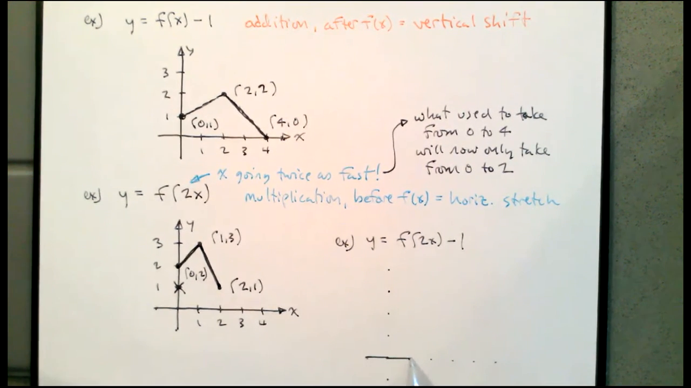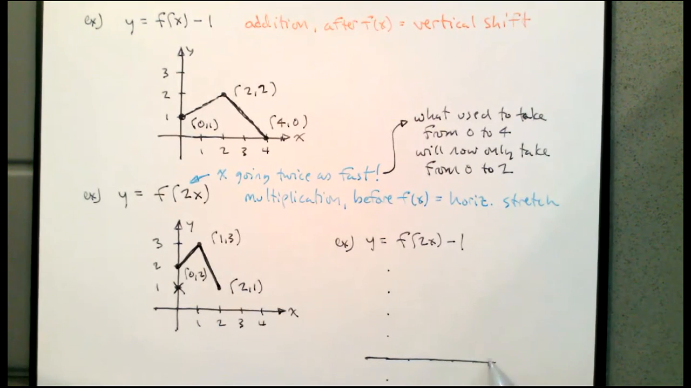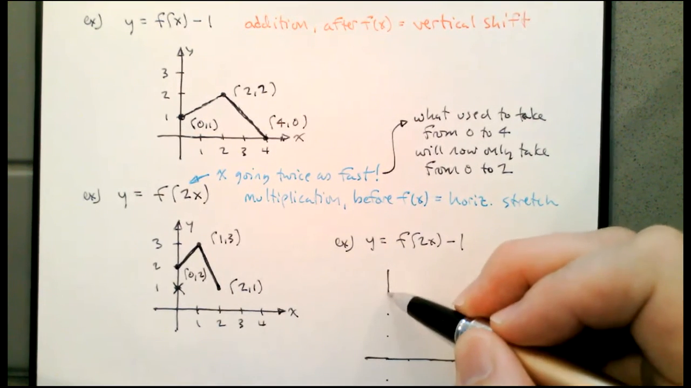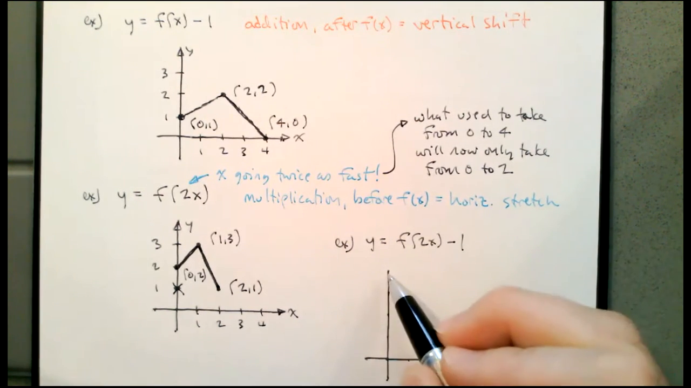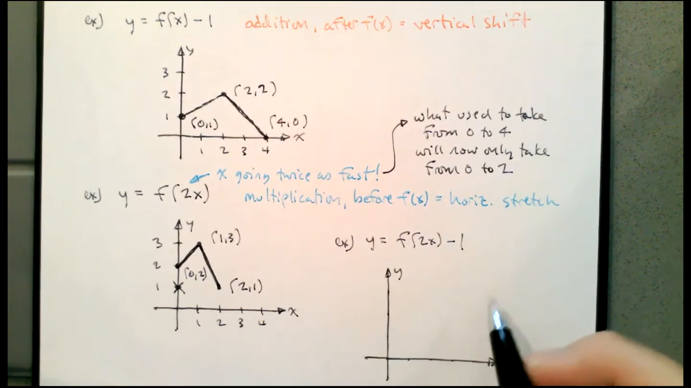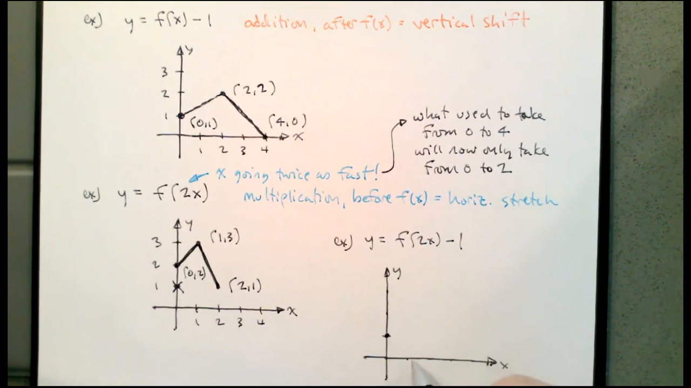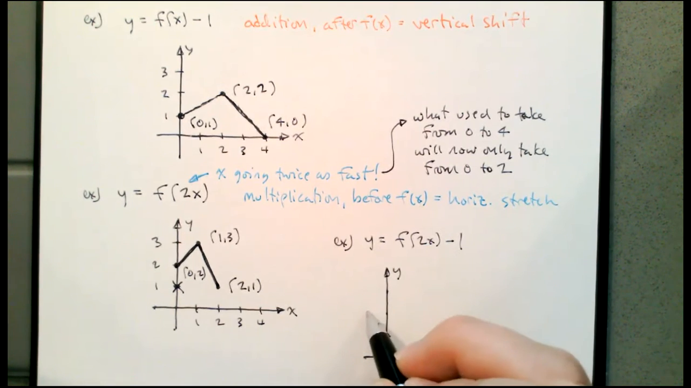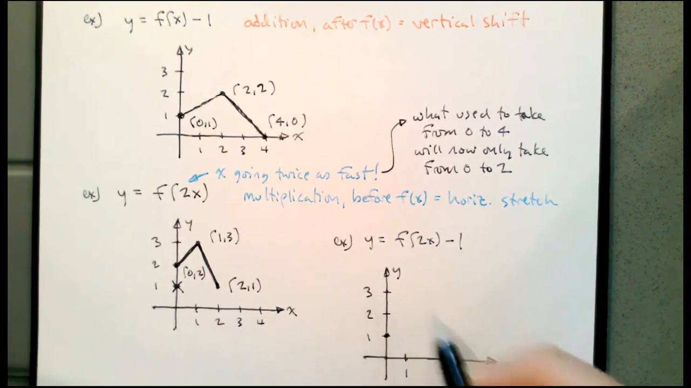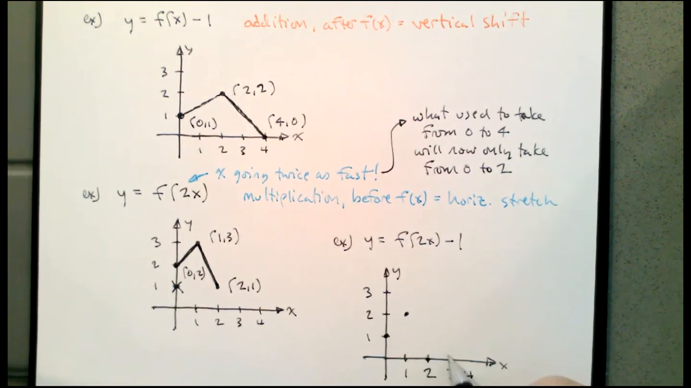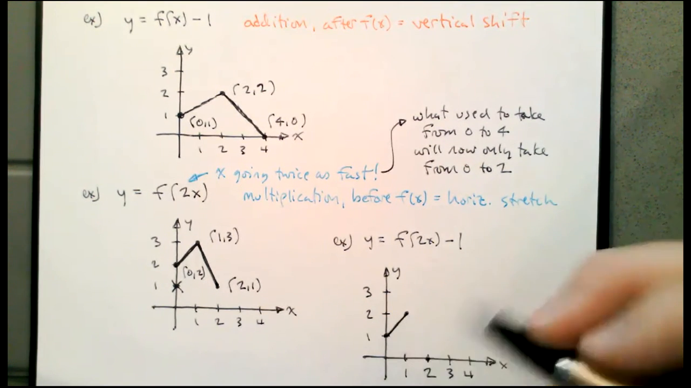So now, instead of 0, 2, we'd be at 0, 1. Instead of at 1, 3, we would be at 1, 2. And then instead of 2, 1, we'd be down to 2, 0. That'd be a combination of the previous two modifications.